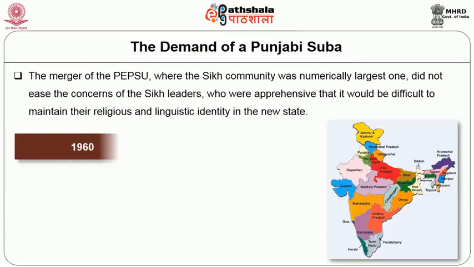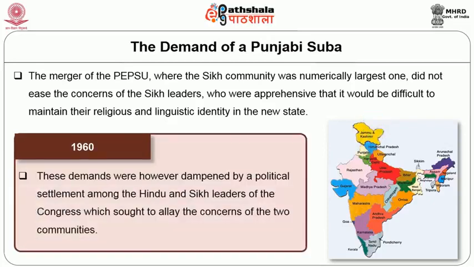In the early 1960s, there were demands for a division of Punjab to form new states of Haryana and Himachal Pradesh. These demands were, however, dampened by a political settlement among the Hindu and Sikh leaders of the Congress, which sought to diffuse the concerns of the two communities.